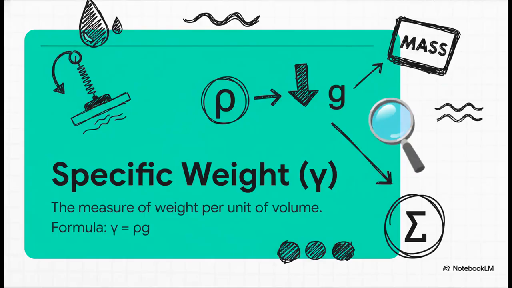All right, now there's something closely related called specific weight. We use the Greek letter gamma (γ) for this one. And here's the key difference. While density is about mass per volume, specific weight is all about weight per volume. And since weight is just mass with gravity pulling on it, the math is super easy. You just take the density and multiply it by g, the acceleration due to gravity.